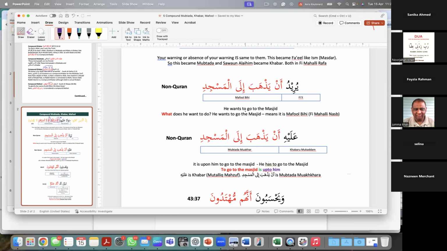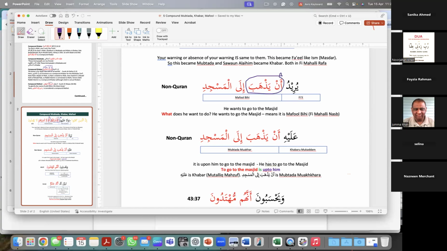Struggle with 1, 2, 3, but immediately after a few weeks, it will be all easy peasy. Fa'il. Now you're looking for a maf'ul bihi. And ayyadhhaba ilal masjidi is a compound. Maf'ul bihi. Is that okay?